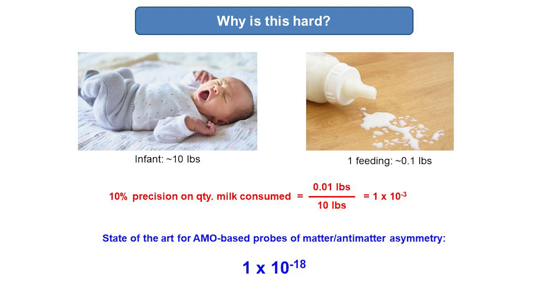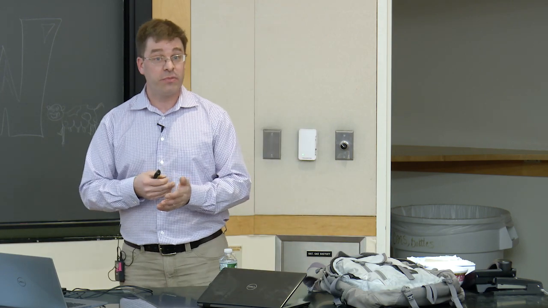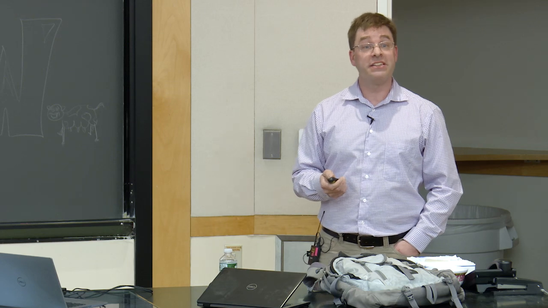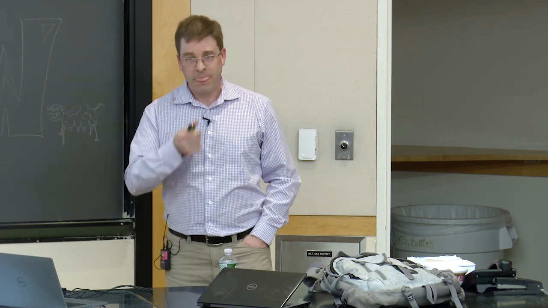And at a typical feeding, they might consume maybe of order an ounce of milk, so that's about a tenth of a pound, which means that if you want to get a precision of 10% on how much they actually consumed, you need a scale which can make a measurement precise at the level of about a part in 10 to the 3, something like that. It's doable, but you need a pretty good scale, and you also need a baby that doesn't move.